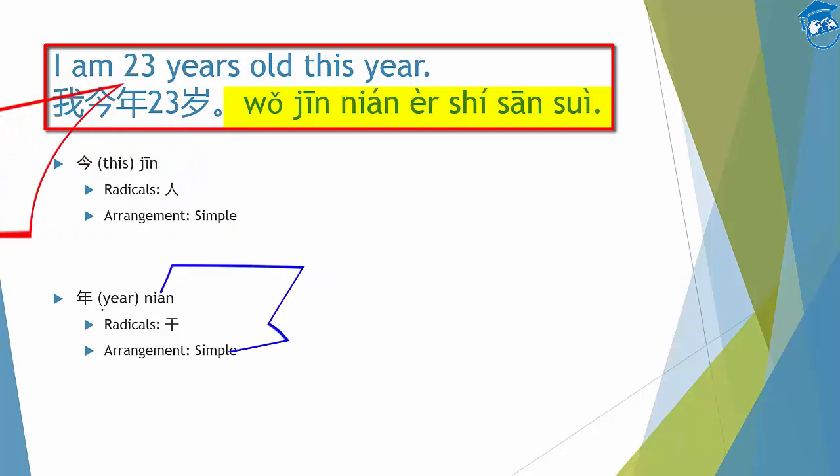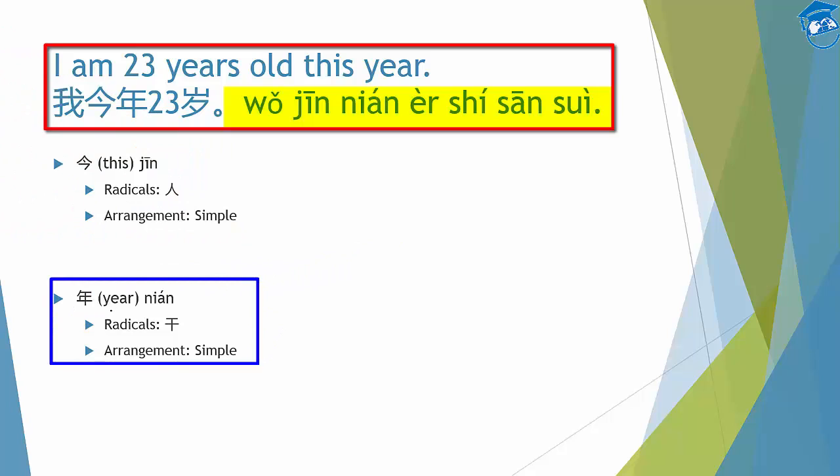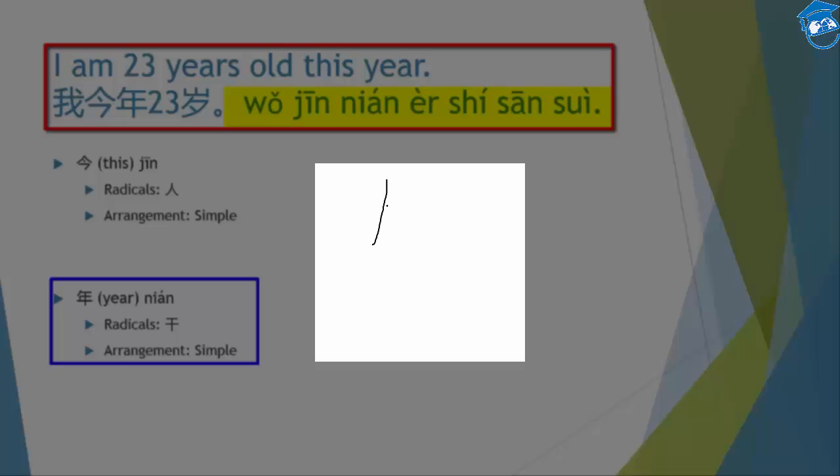Next one is 年. 年 is year. This is the pinyin, and the radical is what's between them, and the arrangement is simple. Here's how to write 年: 1 2 3 4 5 6, 6 strokes for 年.